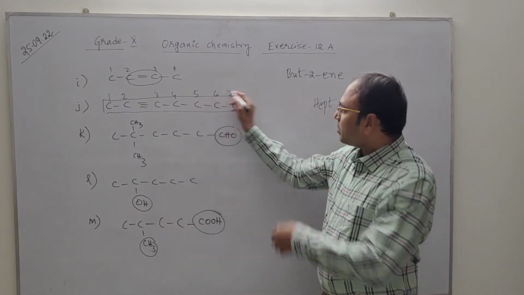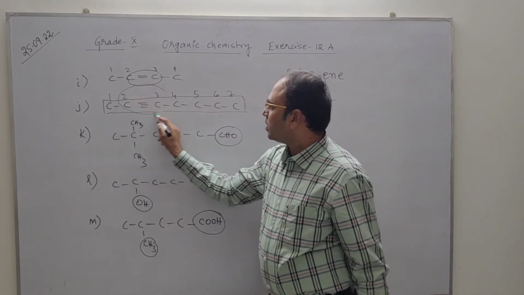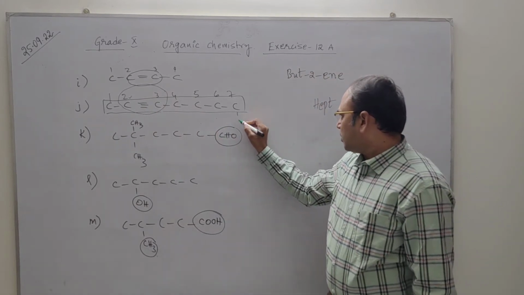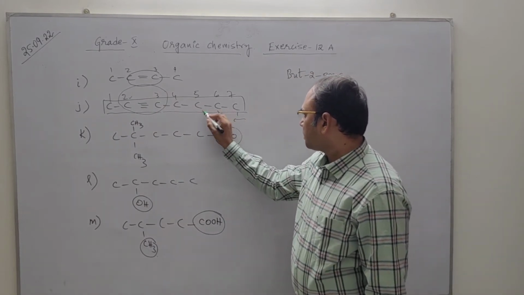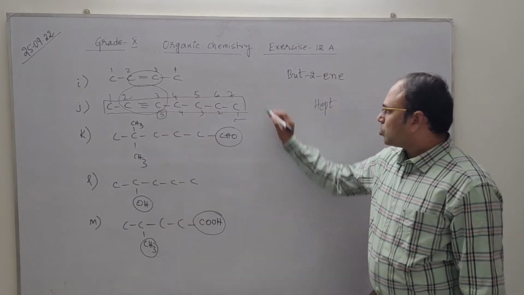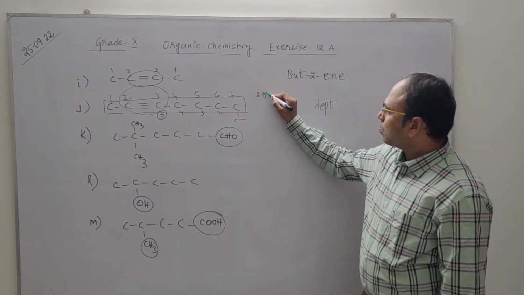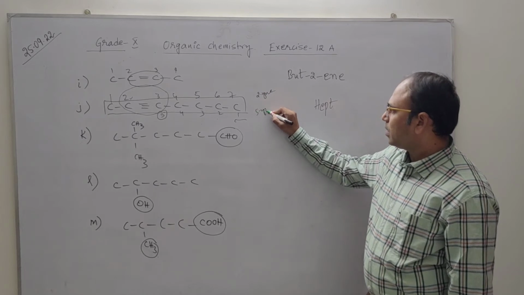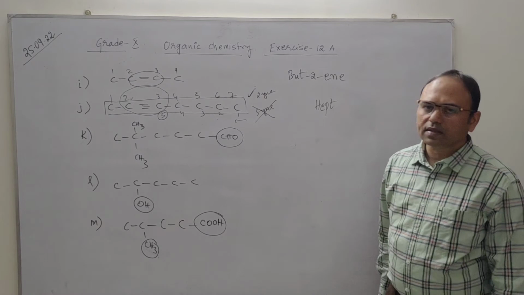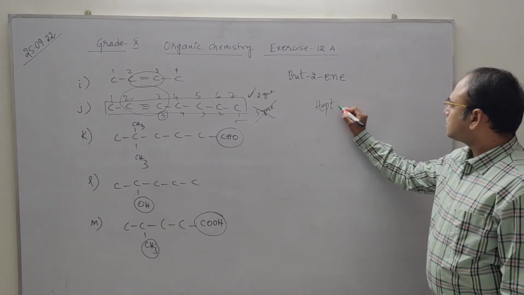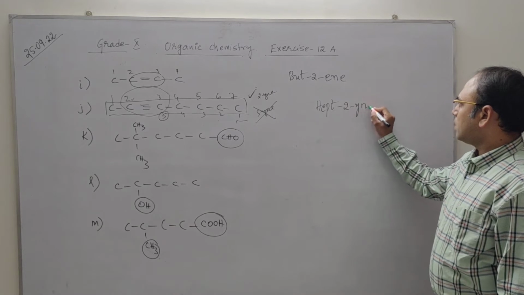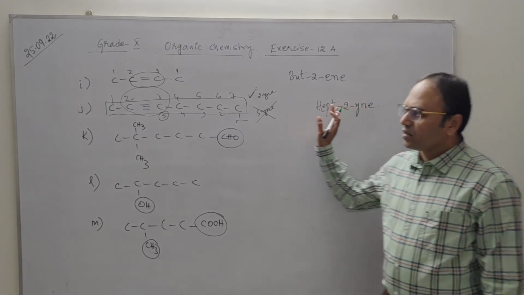If you are writing from left to right, it's between 2 and 3. So we can write 2-YNE. But if you write from this direction, you will be getting 5-YNE. So this is 2 and this is 5. Least number, so this we should not consider. So hept, put hyphen and 2-YNE. So hope you have understood.